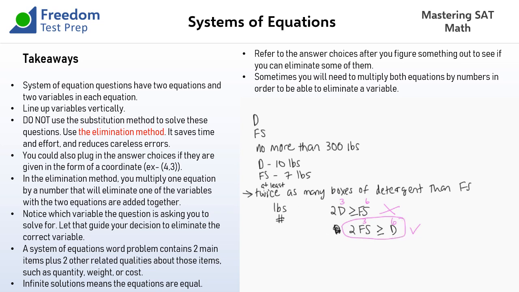I want you to really take note. With twice as many boxes of detergent than something, you kind of flip where the 2 is. And if you're not sure, just plug in numbers and get yourself sure. You can always test the work that you do, and I highly recommend that you do that.